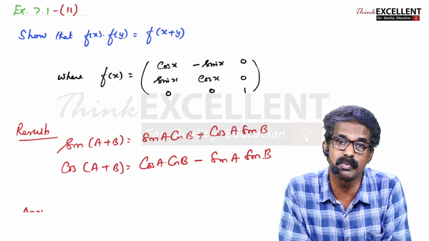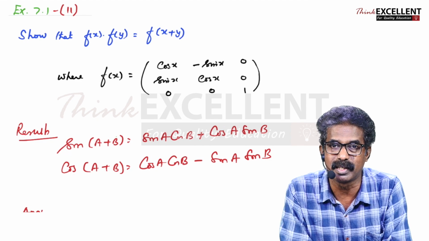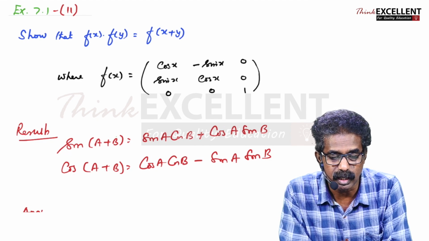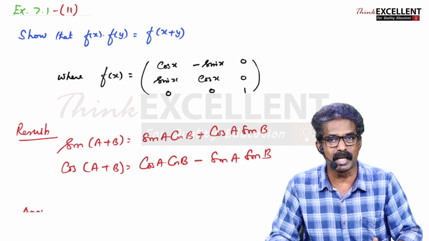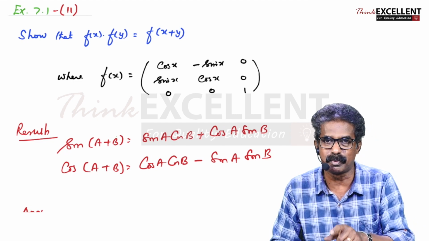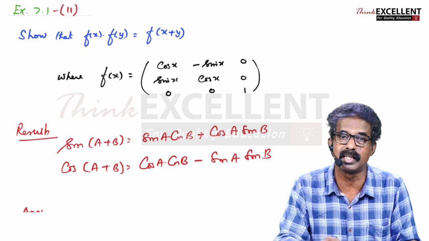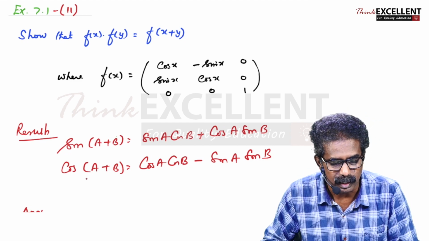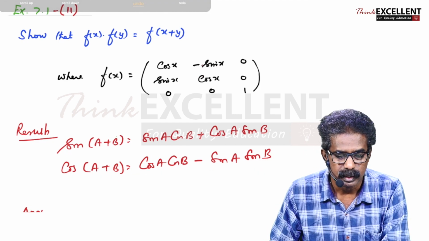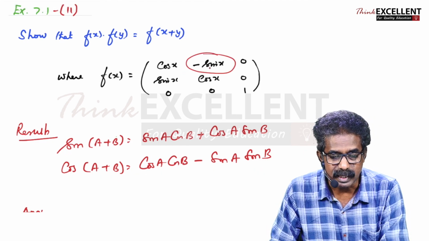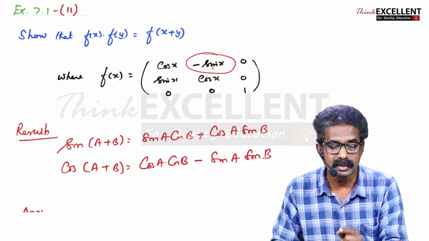Then f(x+y): wherever x comes, you put x+y. So the first term you should get is cos(x+y). Cos(x+y) is of the cos(a+b) type, right? What is cos(a+b)? In trigonometry you would have studied: cos(a+b) is cos a cos b minus sin a sin b. The second term is minus sin(x+y).